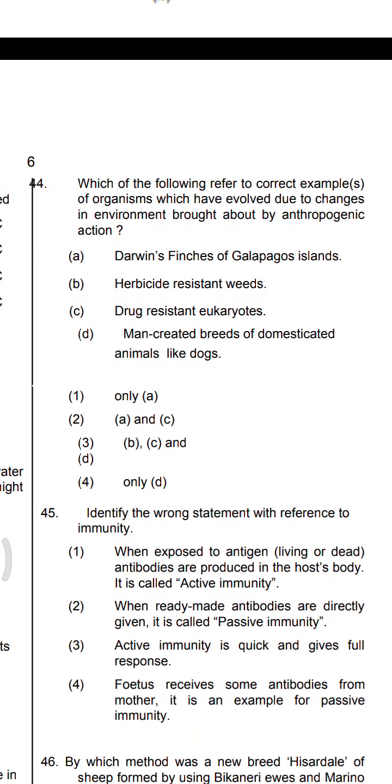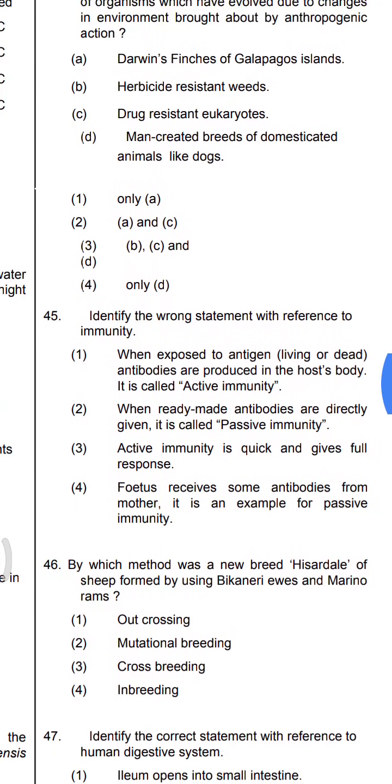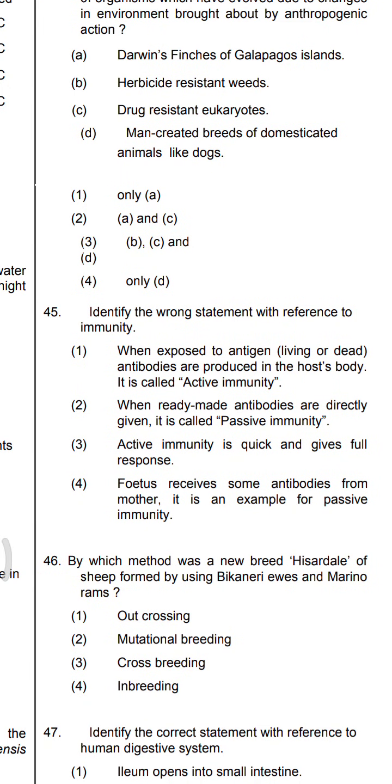44th question. Which of the following refer to correct examples of organisms which have evolved due to changes in environment brought about by anthropogenic action? A. Darwin's finches of Galapagos Islands. B. Herbicide resistant weeds. C. Drug resistant eukaryotes. D. Man created breeds of domesticated animals like dogs. And options are 1 only A, 2 A and C, 3 B, C and D, 4 only D.